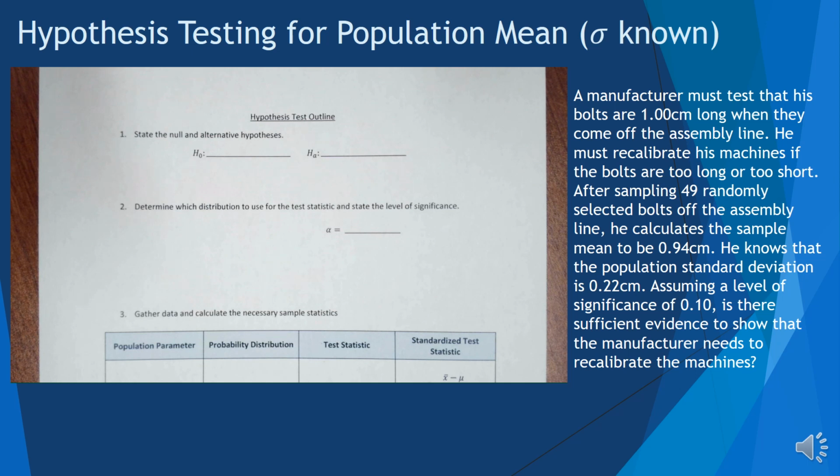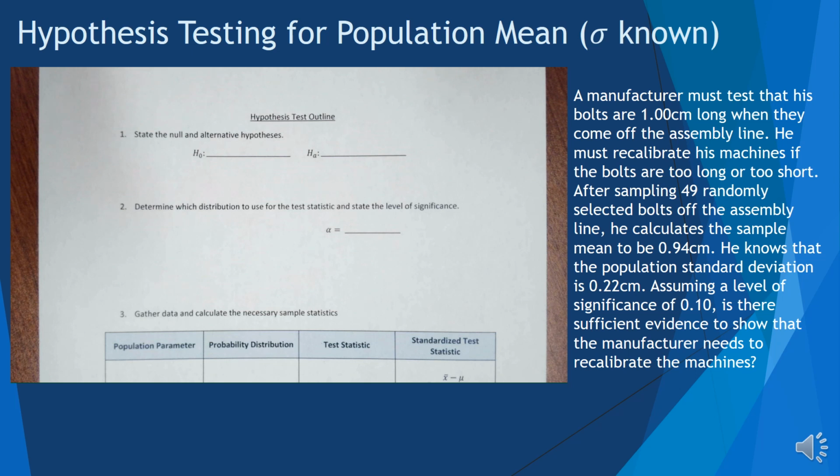After sampling 49 randomly selected bolts off the assembly line, he calculates the sample mean to be 0.94 centimeters, so a little bit smaller than 1 centimeter. He knows that the population standard deviation is 0.22 centimeters. Assuming a level of significance of 0.10, is there sufficient evidence to show that the manufacturer needs to recalibrate the machines?